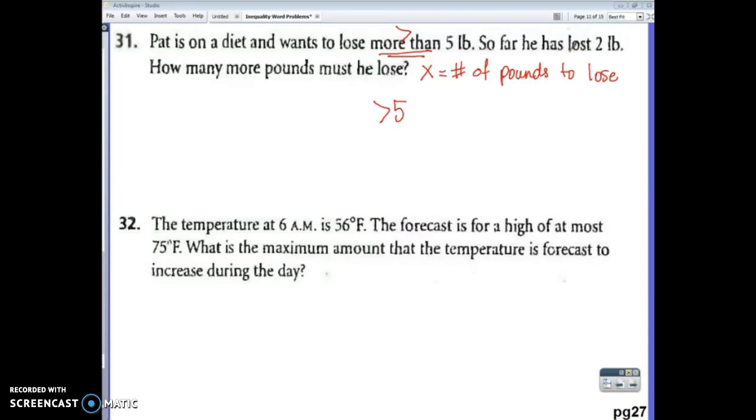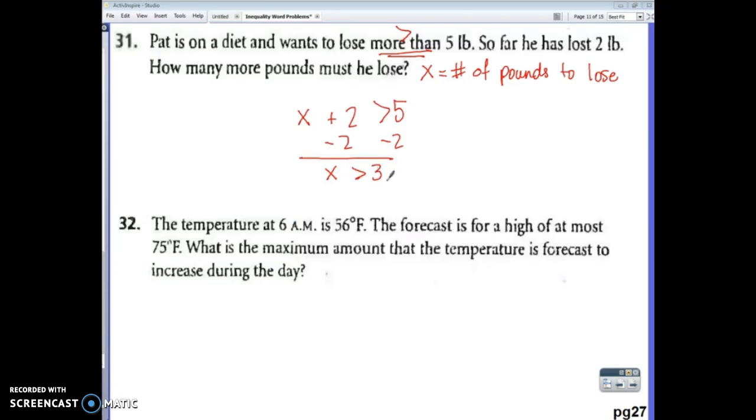Now this can be confusing because many times you see this word lost and you think subtract, but he wants to lose a total amount more than 5 pounds. So you have the X pounds that he wants to lose, but he's already lost 2 pounds and he wants to lose a total of more than 5 pounds. Now that's why this can be a little confusing. So I'm going to subtract 2 because I'm going to undo what's done.